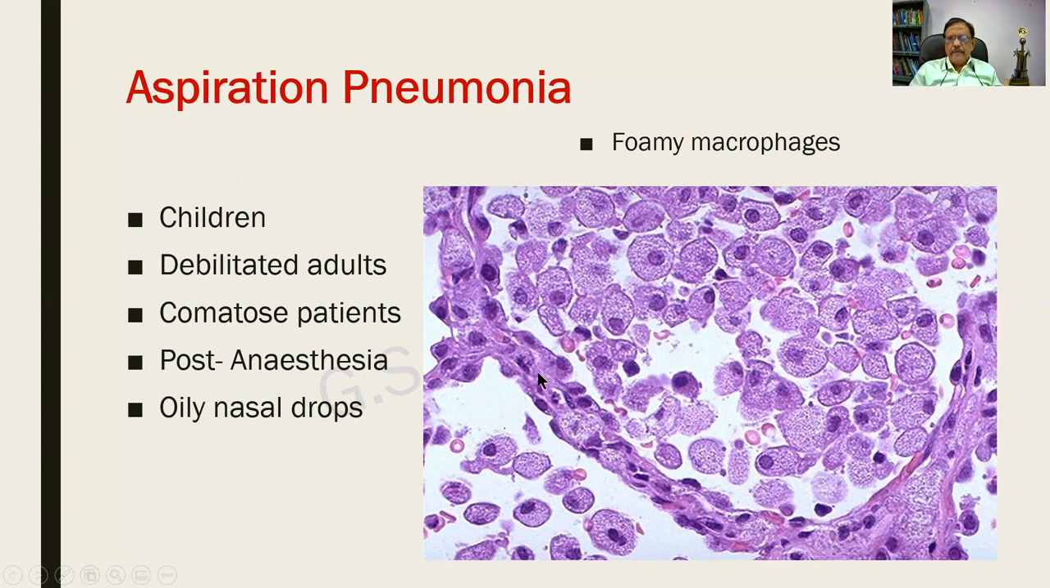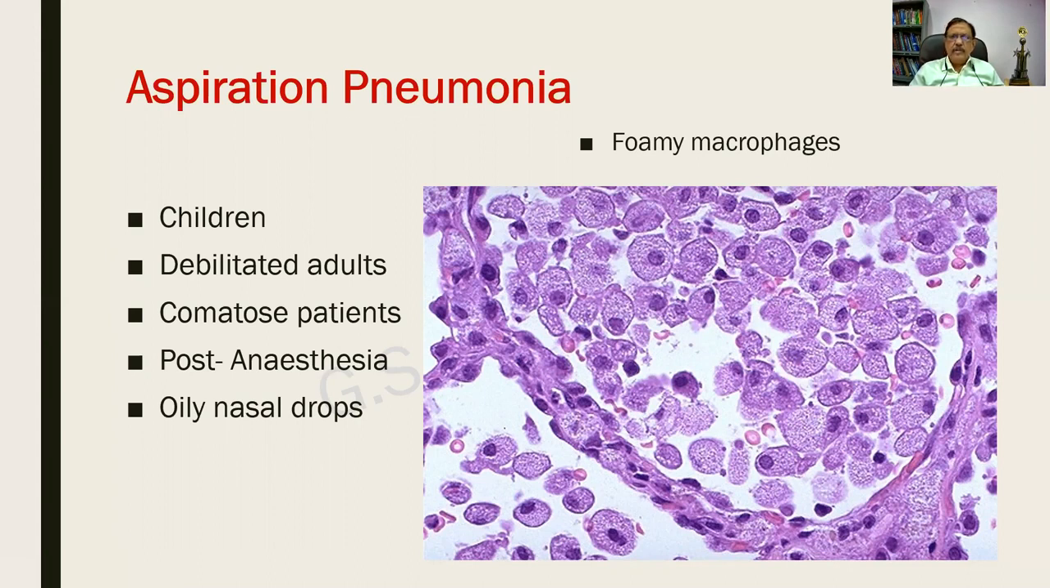This is an alveolar sac, and I am finding multiple cells which are large. This is the nucleus. And when I look at the cytoplasm, it has a spongy appearance. These cells are called foamy macrophages. They are only macrophages, but since they have a cytoplasm which is foamy, we call them foamy macrophages. This is what we see in a case of aspiration pneumonia.